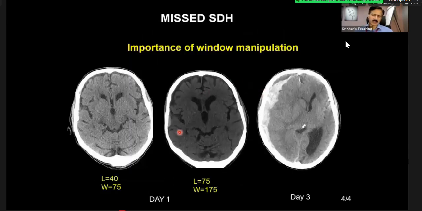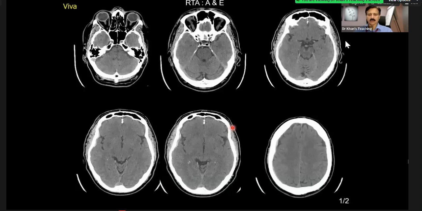That this is the window. The literature tells you level 75 and window width 150 to 200. This is your choice. I usually use level 75 and width 175. And you are going to otherwise miss this kind of subdural hematoma.